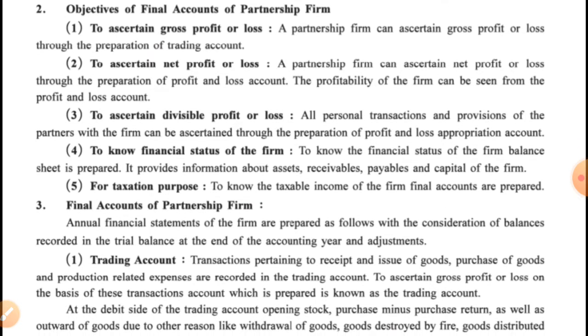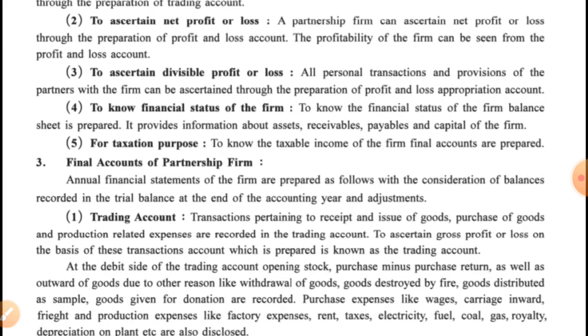Fifth and last purpose, that is for taxation purpose. To know the taxable income of the firm, final accounts are prepared. We already know that we have to pay tax to the government on the income that is earned by the firm. So to decide the taxable income of the firm, final accounts are prepared. So these are the 5 objectives for which the final accounts of partnership firm are being prepared.